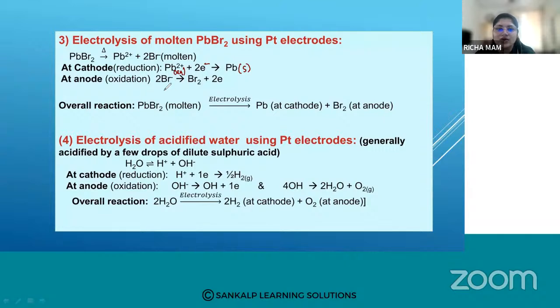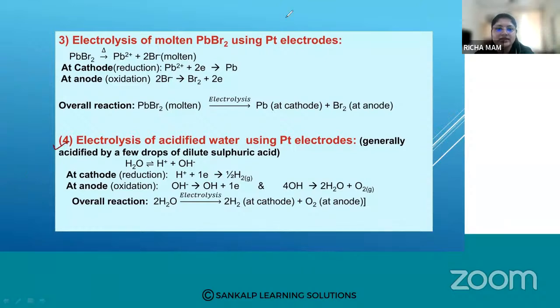And at the anode, what happens? Oxidation takes place: 2 Br minus gives you Br2 and 2 electrons. The overall reaction is PbBr2 giving Pb at the cathode and Br2 at the anode. So what is done? We take lead bromide as a solution, and we have two platinum electrodes connected externally. After the electric current has passed, these are the reactions which take place respectively at the cathode and anode.